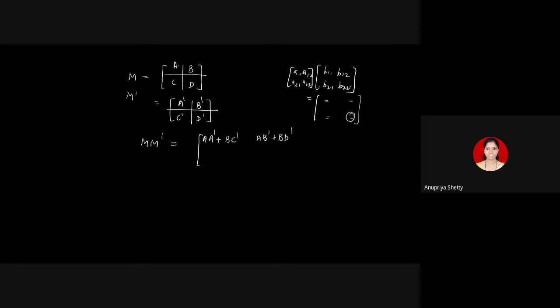block is, you have to multiply the second row of blocks with the first column of blocks. C into A dash plus D into C dash, and the last block would be C into B dash plus D into D dash. All these are not entries, these will be the blocks of suitable order. When I combine all the 4 blocks together, I would get this product.